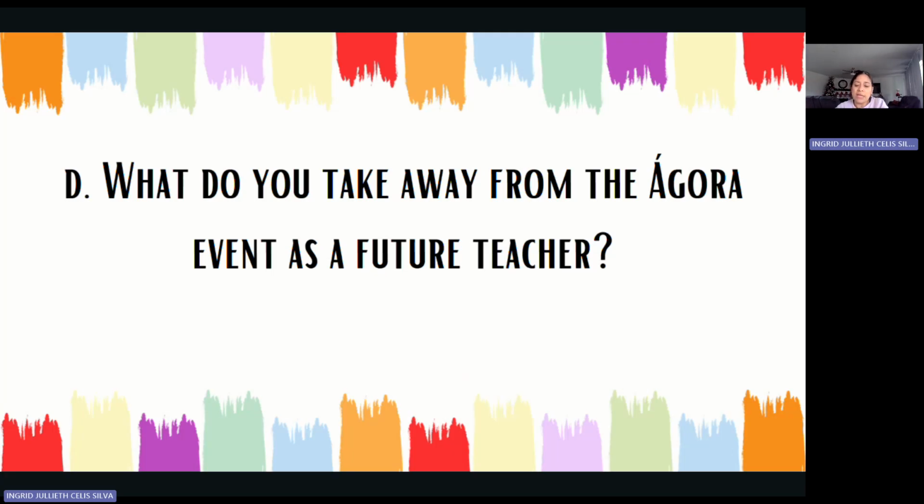Honestly, all the activities presented during the Agora yesterday inspired me in different ways. Each poster reflects the effort, creativity, and dedication of my classmates, and I truly value the opportunity to learn from their work. Each group addressed real challenges in language teaching and proposed meaningful, well-designed strategies to improve student participation, motivation, and language development.